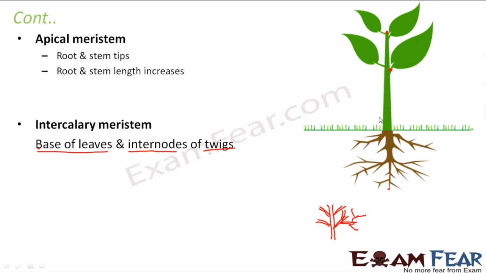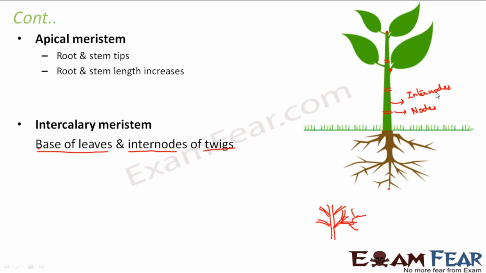Now the stem of the plant is divided into nodes and internodes. If you look at a plant, you would see some regions like this. Right? So these regions are known as nodes. And these regions are known as internodes. And these are the places from where the branches are arising. Right? So this meristem actually help in the growth of the leaves and the growth of the twigs.